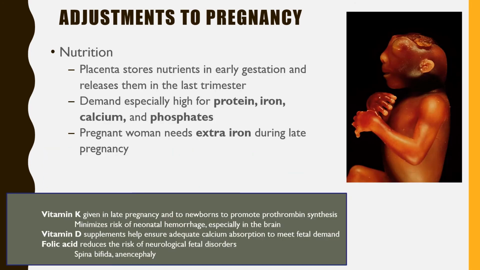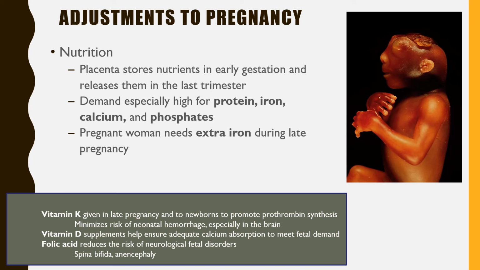Okay, so in terms of nutrition, the placenta will actually store large amounts of nutrients early in gestation and save them for the last trimester. In the last trimester, there's almost exponential growth occurring and it requires very high amounts of nutrients. And so the placenta will help to release those nutrients at that time. And the demand is especially high for things like protein, iron, calcium, and phosphates.